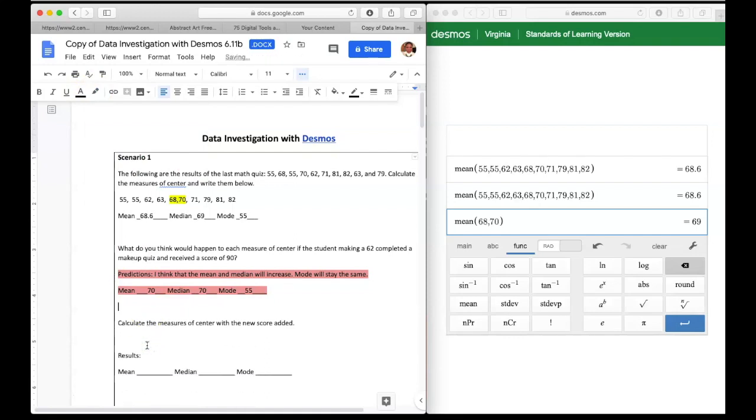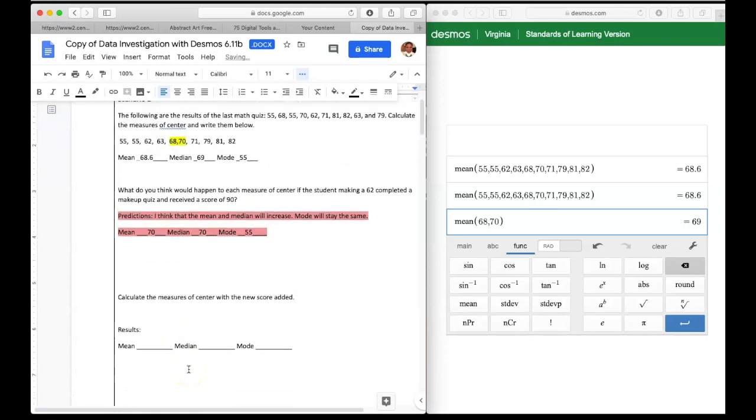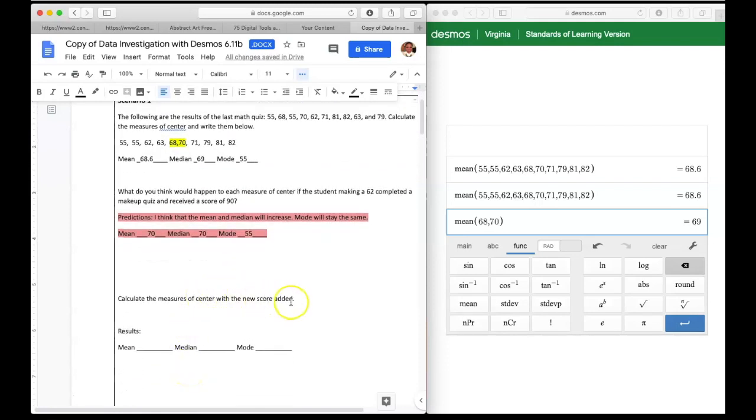All right, so then I'm going to go calculate the measures. I'm going to calculate the measure of center with the new added score. So what's the first thing I want to do? I know I'm getting rid of the 62, but I'm going to replace it. I'm going to change it with the 90. So I'm going to go ahead and place them in order. 55. All right, 55. No 62 this time.